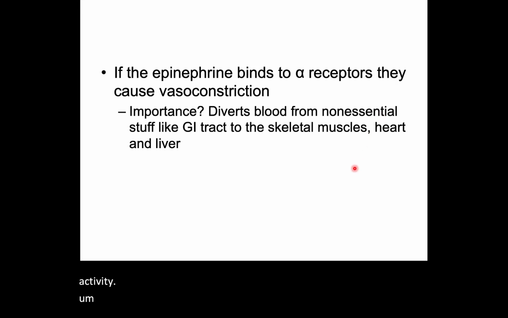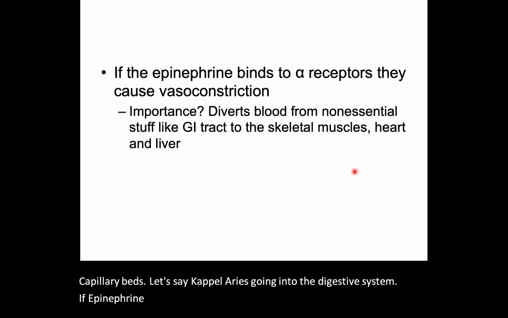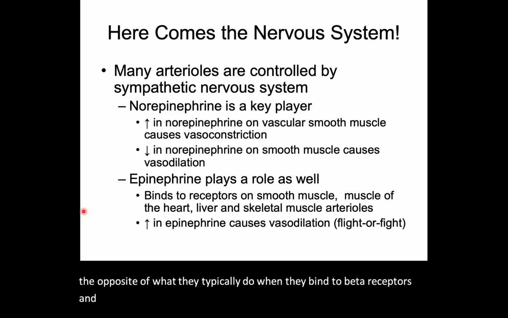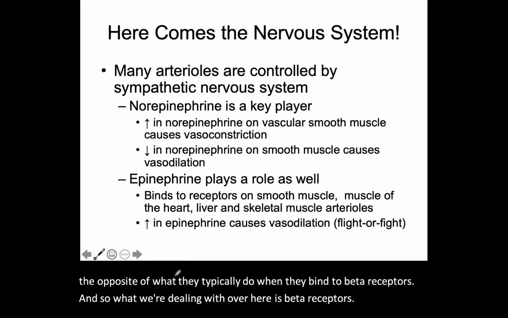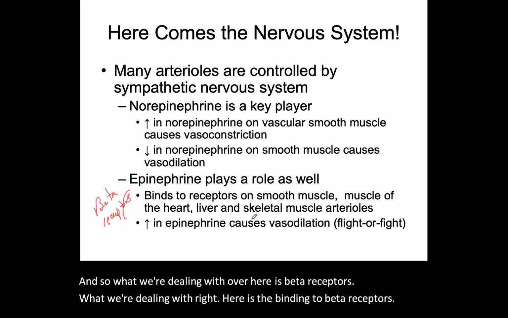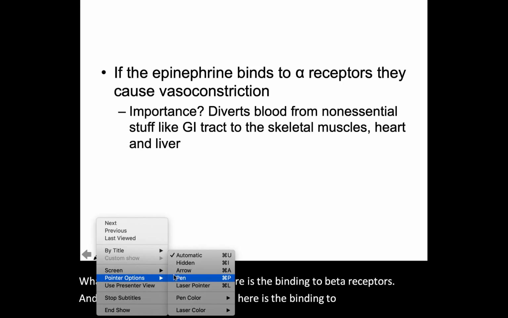And more specifically, when we're dealing with capillary beds, let's say capillaries going into the digestive system, if epinephrine binds to what we define as being alpha receptors, they do the opposite of what they typically do when they bind to beta receptors. And so what we're dealing with over here is beta receptors. What we're dealing with right here is the binding to beta receptors. And what we're dealing with over here is the binding to alpha receptors.